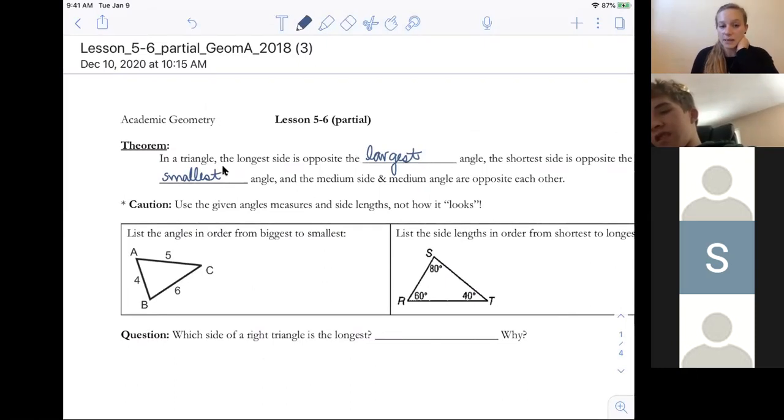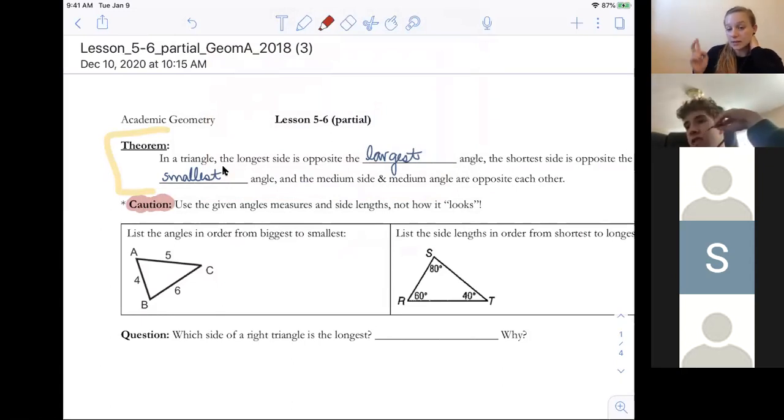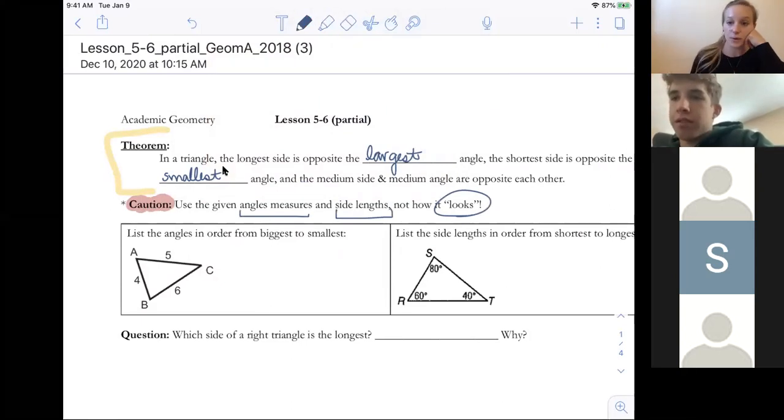We're going to use that concept to put sides and angles in order. We're going to use it to decide what's bigger, what's smaller. But that's just the main concept we are doing today, this theorem right here. Now, the caution I want to give you is be careful. Just because something looks bigger does not mean it is bigger. That's not a valid reason to say that two angle measures or side lengths are bigger or smaller than each other. You don't get to just say how it looks. You have to use the actual angle measures or the side lengths that are given to you, in order to decide what's small versus what's big.